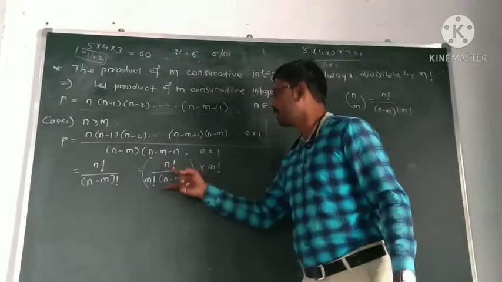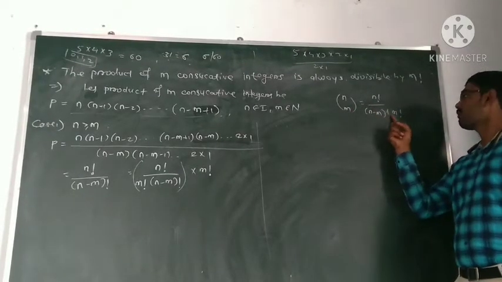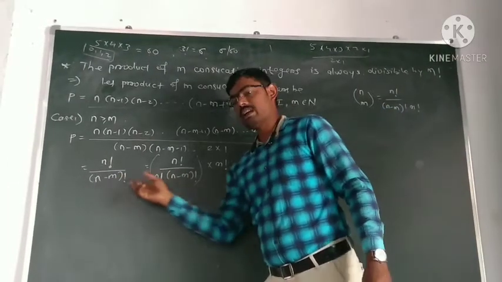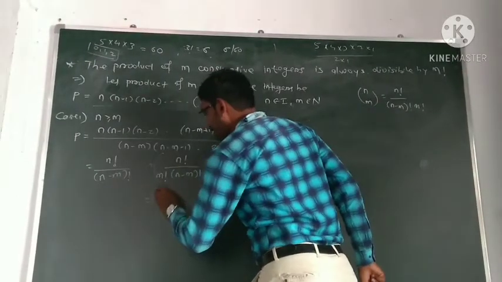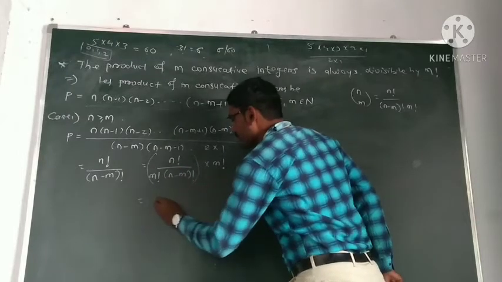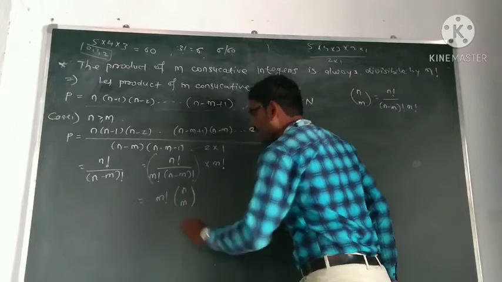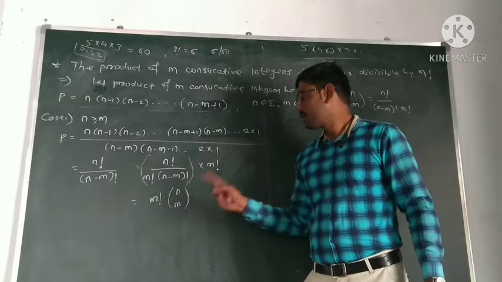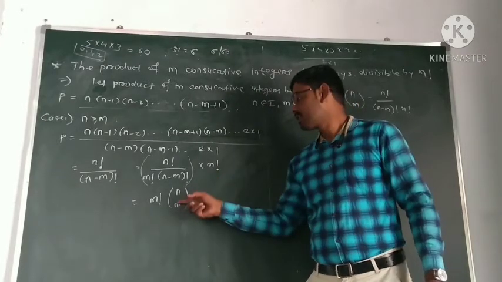Now what is this? It is NCM, n factorial upon (n minus m) factorial into m factorial. This quantity is called n choose m, or NCM. You just multiply it by m factorial. So this quantity is n choose m times m factorial. So this is equal to m factorial into n choose m. And you have already learned in 11th standard this combination formula, and you know the n choose m combination is always equal to some integer. So this is some integer.